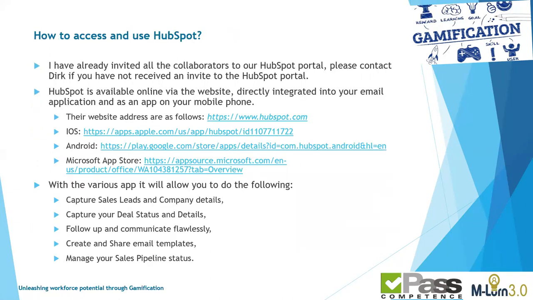How to access and use HubSpot. I've already invited all the collaborators to our HubSpot portal. If I have not, please just send me a mail and I'll resend the invite to you. HubSpot is available online via their website. It's directly integrated into your mail application, and you can access it via an app on your cell phone. So it makes it easy, especially if you're on the move or in a meeting with someone, to capture the details, and it's directly available for you.